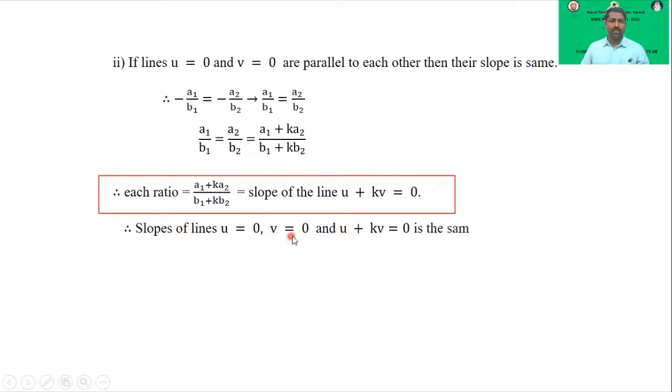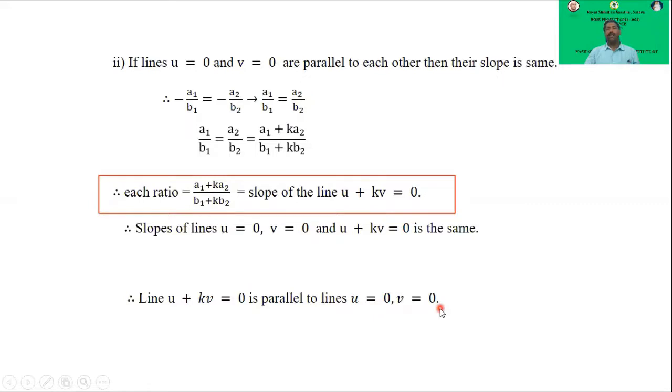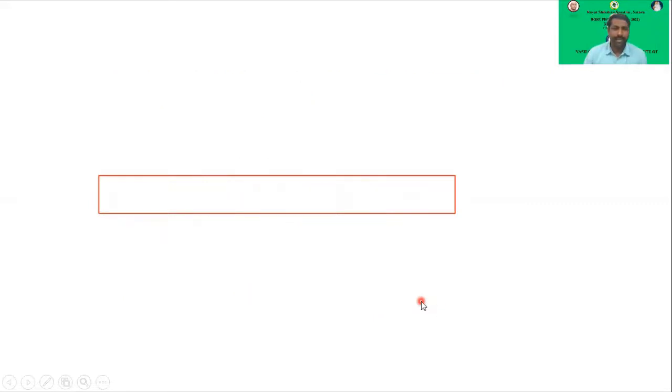Slopes of line u is equal to 0 and v is equal to 0 and u plus kv is 0 is the same. u plus kv line चा स्लोप हाच येतो, u is equal to 0 and v is equal to 0 चा स्लोप सुद्धा हाच येतो, कारण हे मायनस a1 अपॉन b1 आणि ही टर्म इक्वल आहेत. मायनस a2 अपॉन b2 and this term are equal. So line u plus kv is equal to 0 is parallel to lines u is equal to 0 and v is equal to 0.